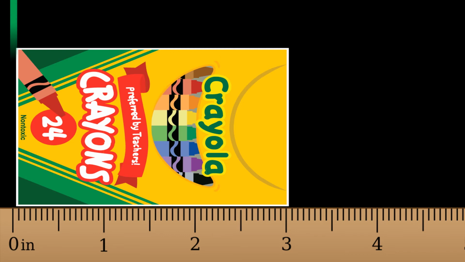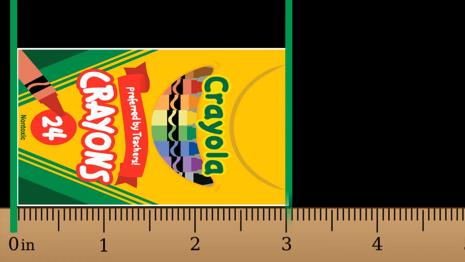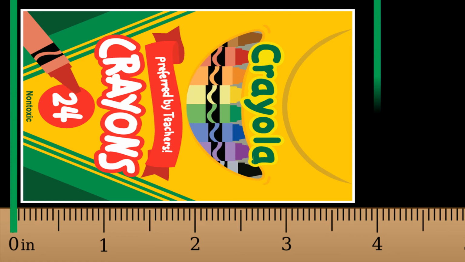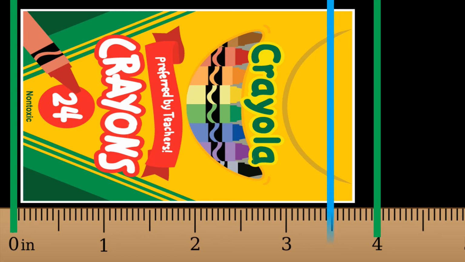Here we have a box of crayons. It's lined up at the 0 inch mark. And we can see in this example that it's 3 inches. Great! But then for this part here, it doesn't quite reach the 4 inch line, but it is past the halfway point, so it's closer to 4. We're going to say that this box of crayons is about 4 inches long.